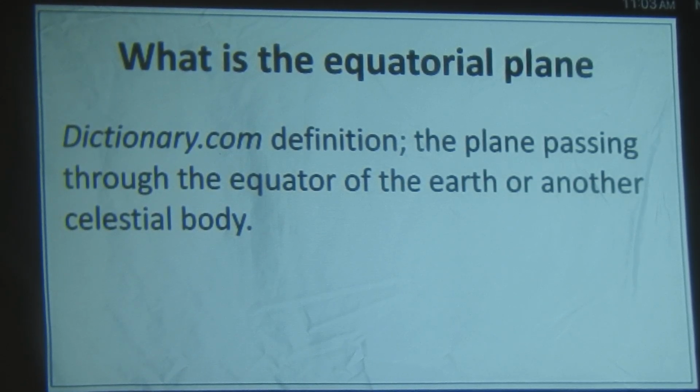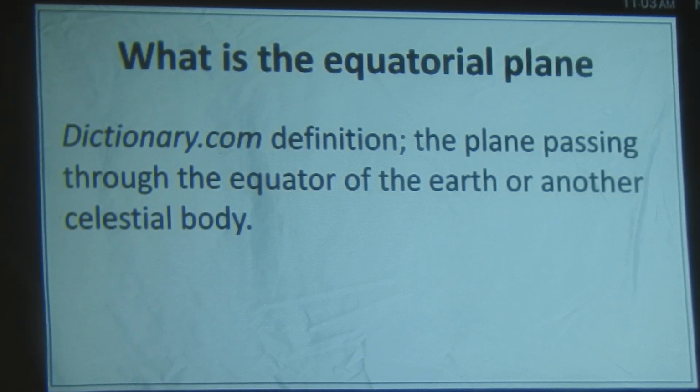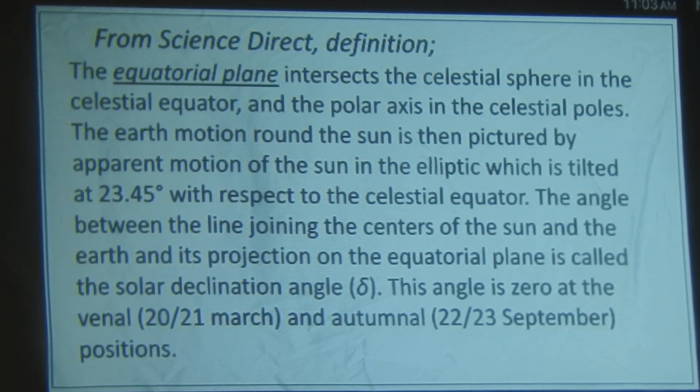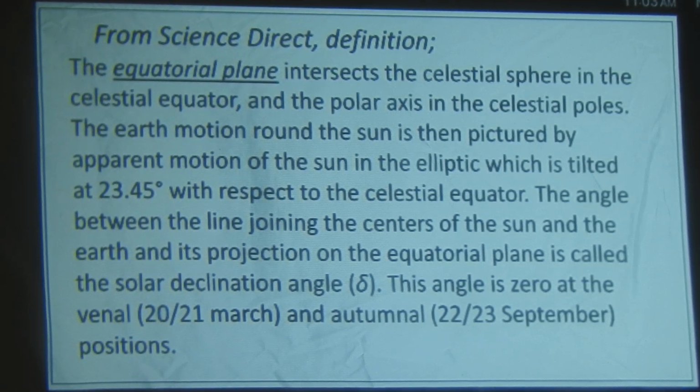Let's talk about the definition of the equatorial plane. What is it? Dictionary.com definition: the plane passing through the equator of the Earth or another celestial body. And from Science Direct, their definition: the equatorial plane intersects the celestial sphere in the celestial equator and the polar axis in the celestial poles. The Earth's motion around the sun is then pictured by the apparent motion of the sun in the ecliptic, which is tilted at 23.45 degrees with respect to the celestial equator.